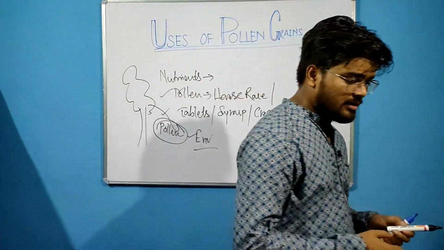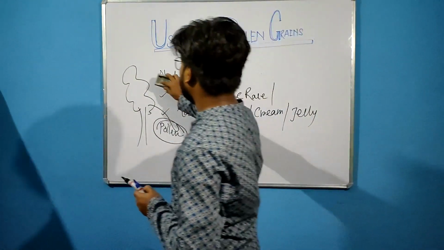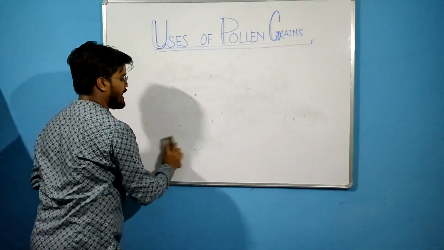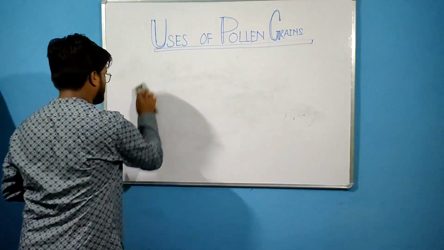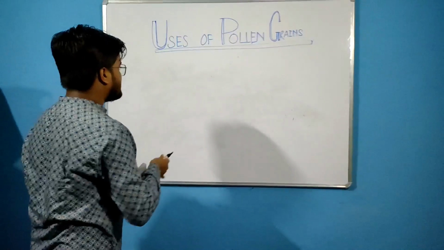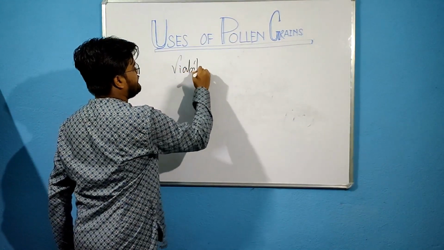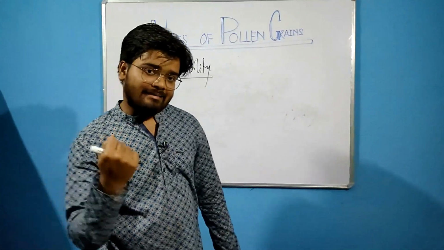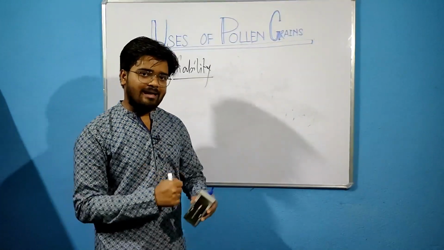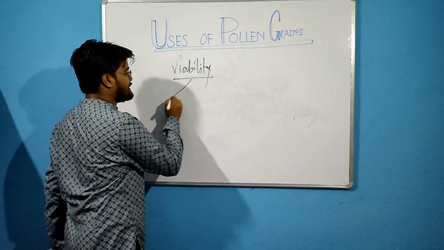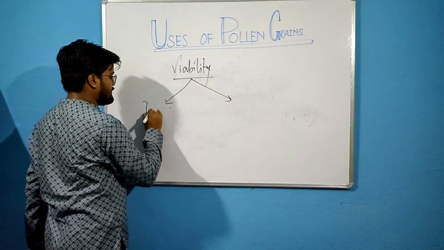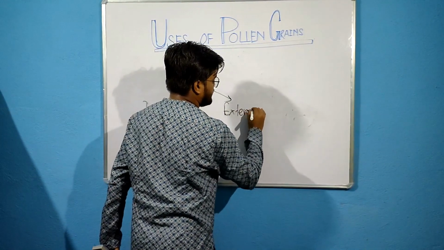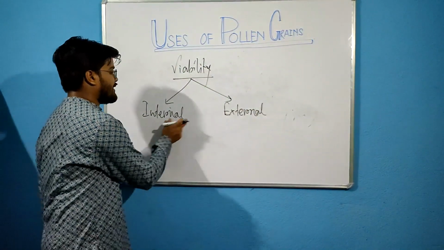So let's come to the viability of the pollen grains. The pollen grains can remain viable depending on 2-3 factors that we have to discuss here. Viability means after release into the environment, for how many days the pollen grain will remain active, fertile and strong. This viability depends on two factors: one is the internal factor and the next is the external factor.